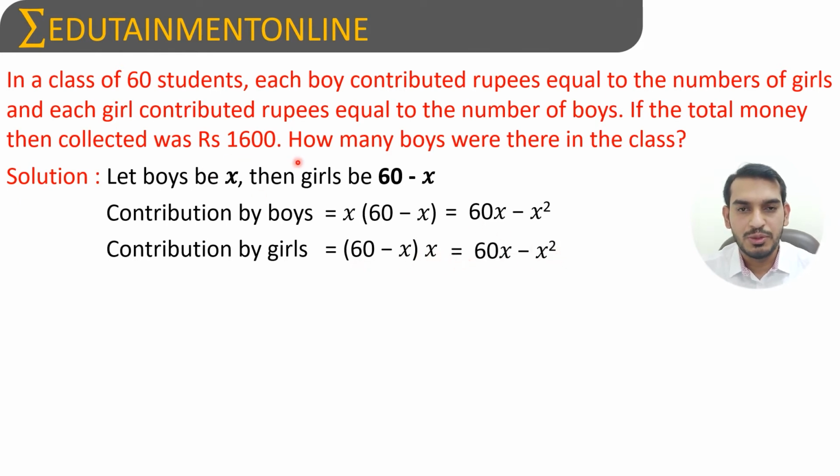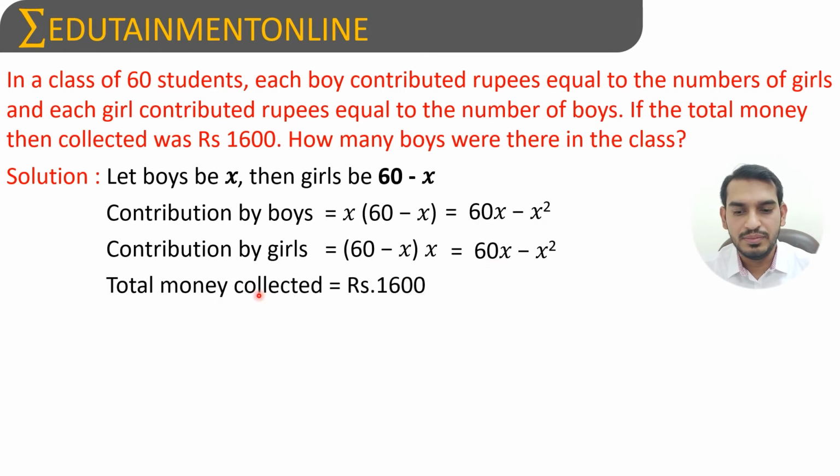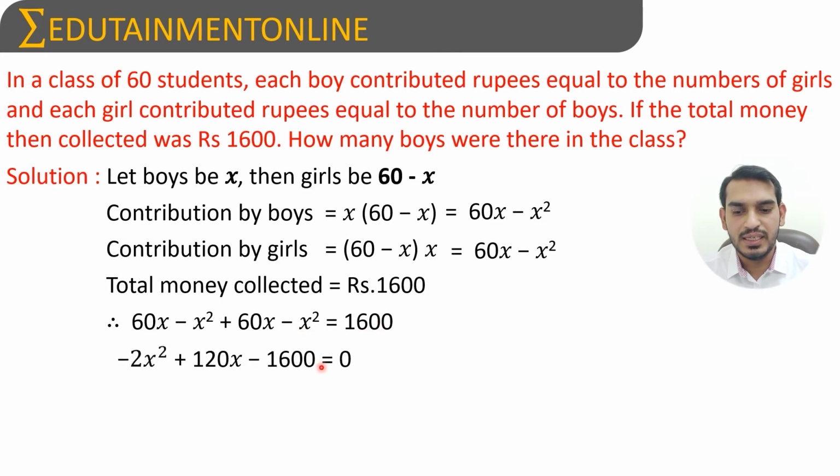Now the total contribution is 1600 rupees, which is nothing but the sum of the contribution by boys and the contribution by girls. So 60x minus x square, which is the contribution by boys, and 60x minus x square, which is the contribution by girls. So the total contribution is equal to 1600. Now if we sum here, that will be 60x plus 60x is 120x and minus x square is minus 2x square. And transposing this 1600 to the other side, that will be minus 1600.